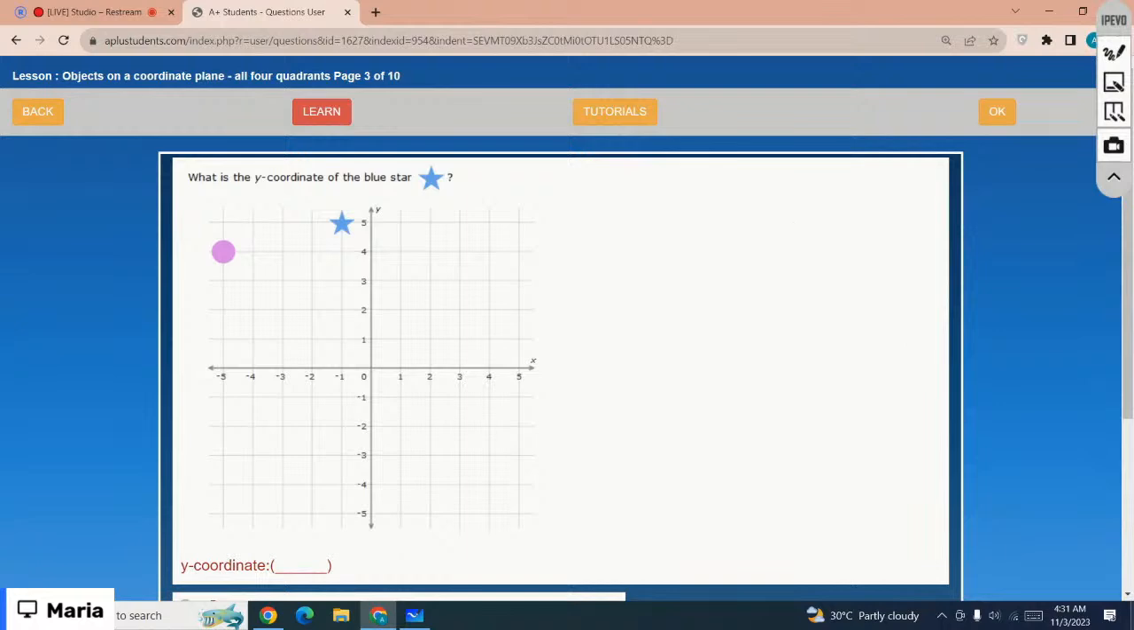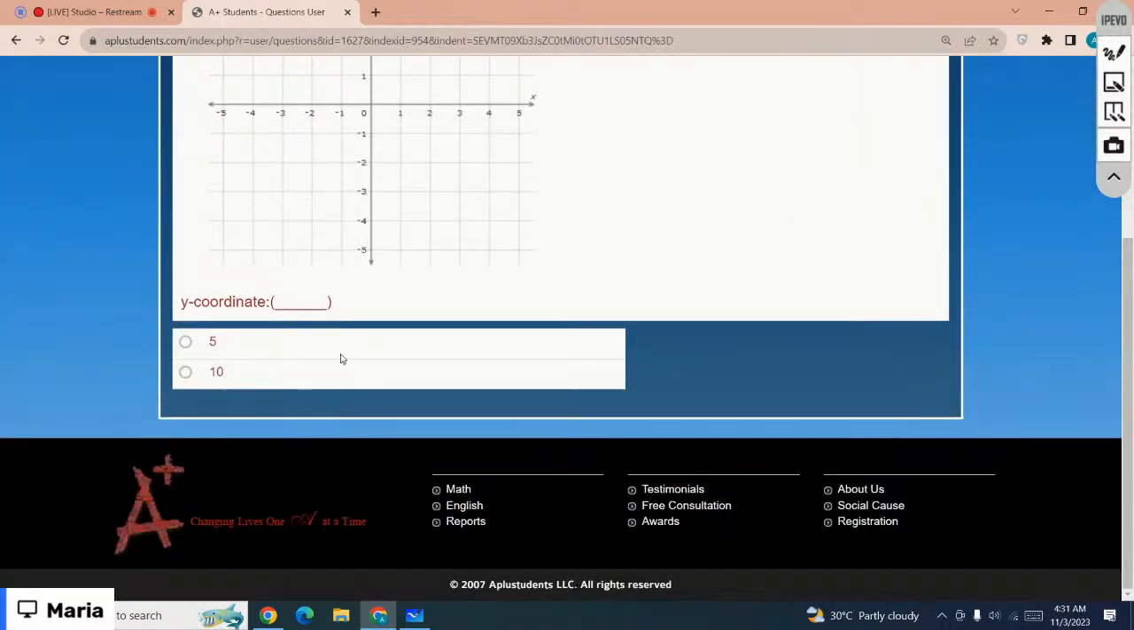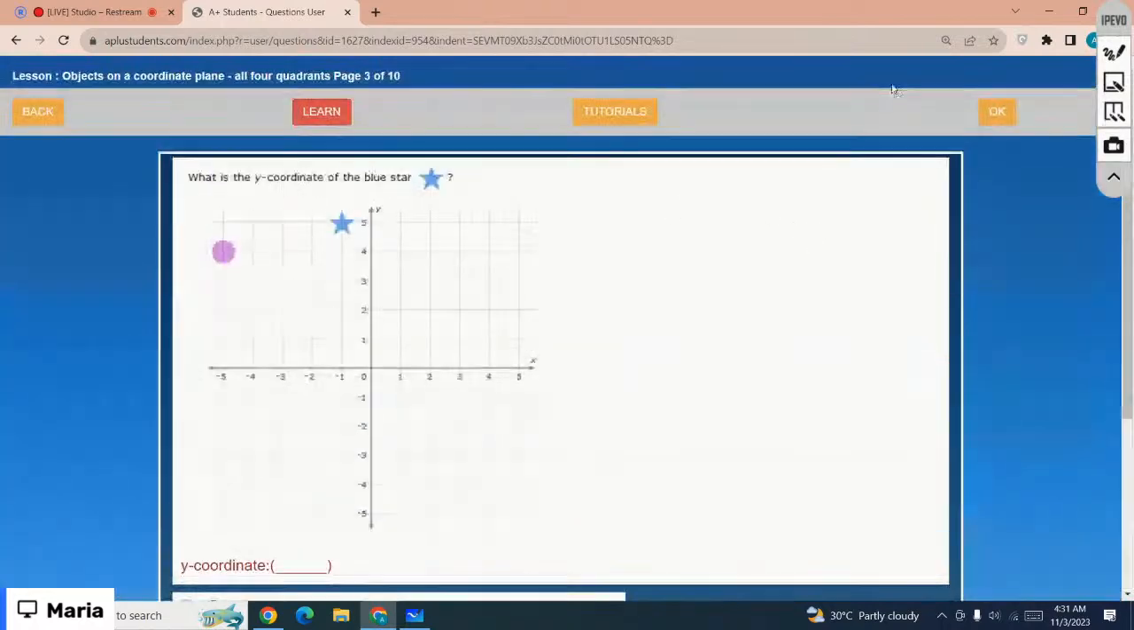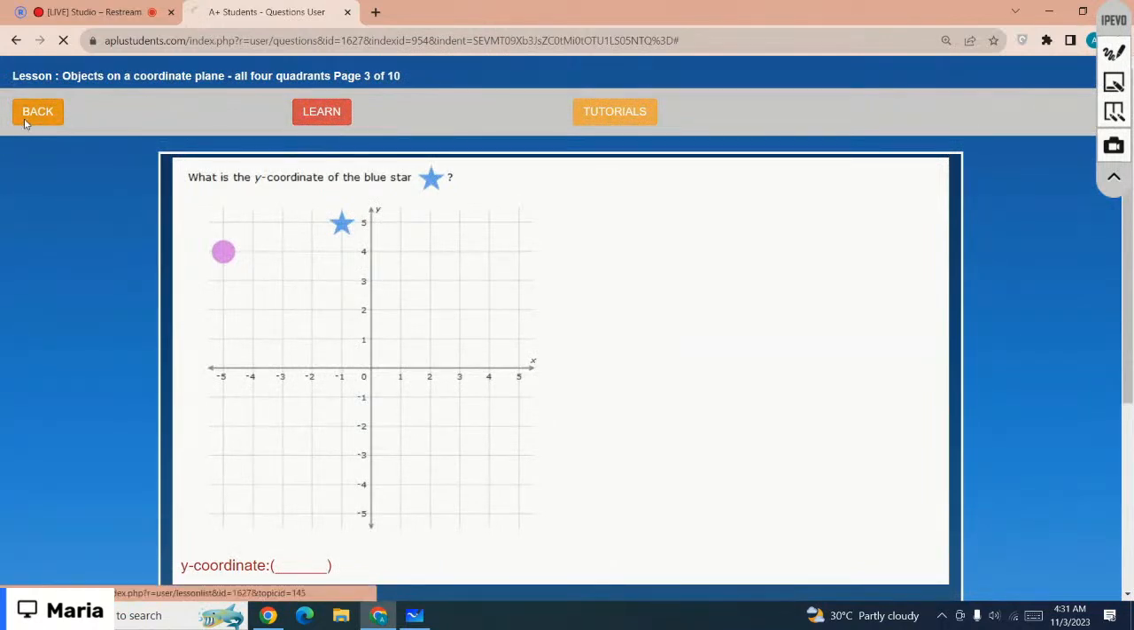Yes, that is 5. Okay, you can complete the lesson by yourself later today. Let me just move on to the next lesson. The next lesson is quadrants. We have already discussed the quadrants.